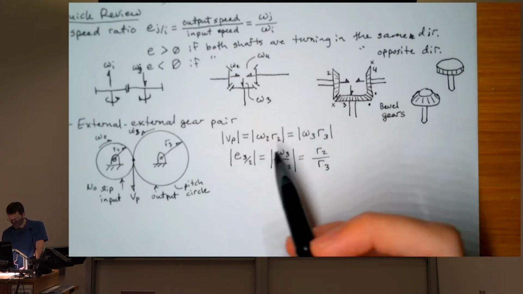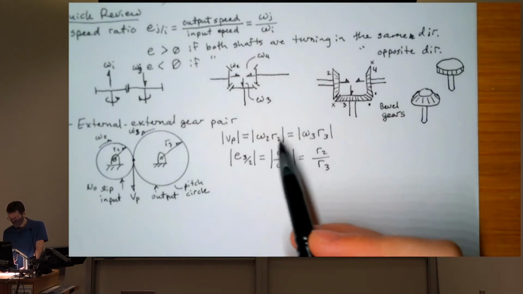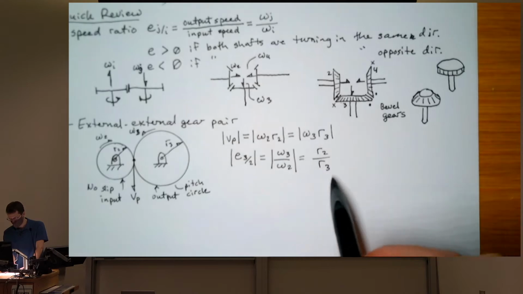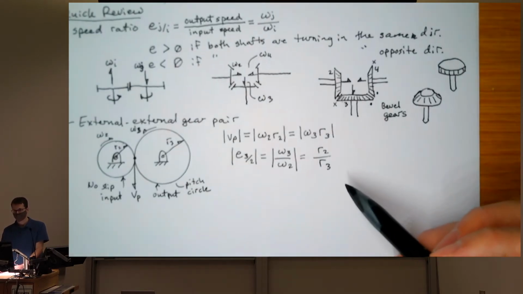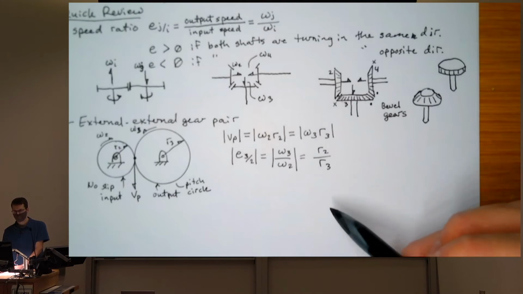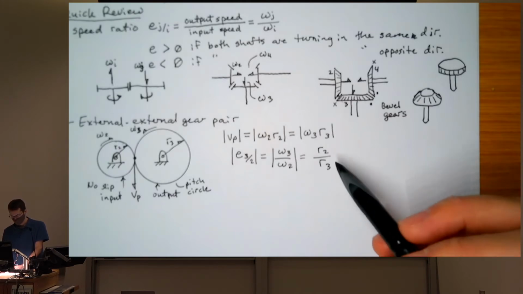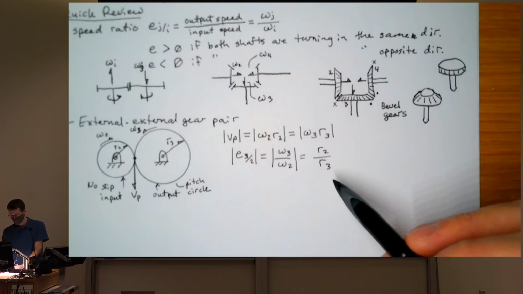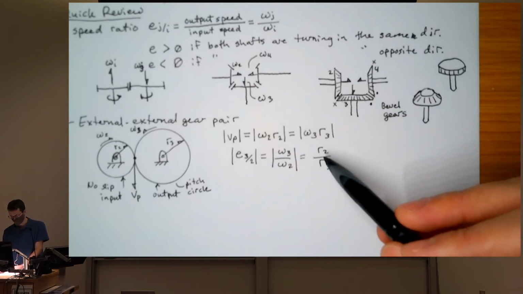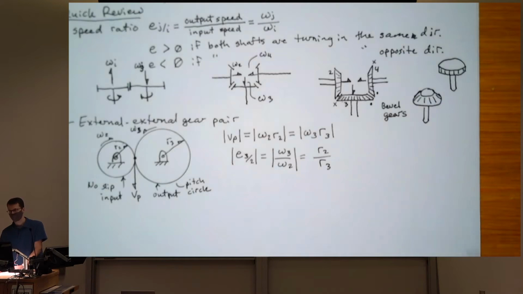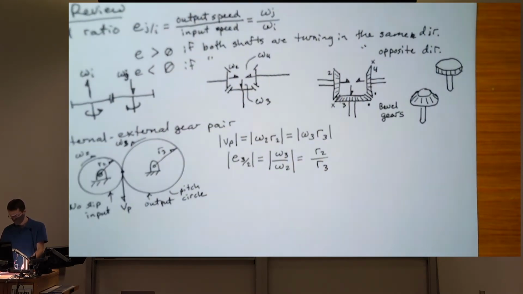What I'm trying to say is this is coming from the math here. We're rearranging these values here. So this is the true statement. But if you ever want to sort of check yourself, think about which gear is bigger. The bigger gear should turn slower. If we wrote this as R3 over R2, then we'd end up with the bigger gear turning faster, and that's not going to make any sense physically.